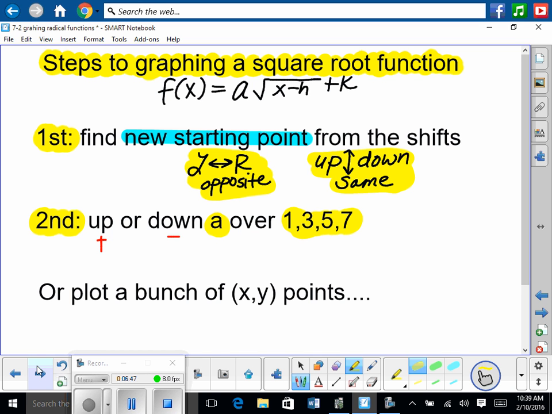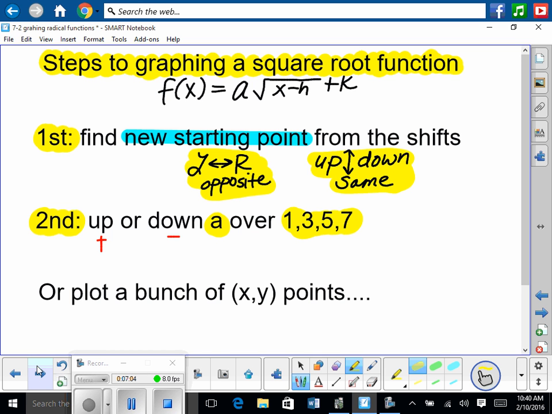So first of all, the first thing I do is find a new starting point. So we aren't at the origin anymore. We've now started somewhere new if it's been shifted, right? So you find your new starting point by saying, where am I shifting left and right? Where am I shifting up and down? Now, every single one of you has to be able to do that step.